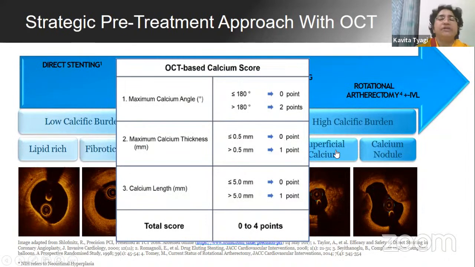I mean, sequential. So the OCT-based calcium score: if the maximum calcium angle is less than 180, we give 0 points, more than 180, 2 points. Maximum calcium thickness, if more than 0.5, 1 point. And calcium length more than 5 millimeters, 1 point. And the total score becomes 0 to 4. Next, please.